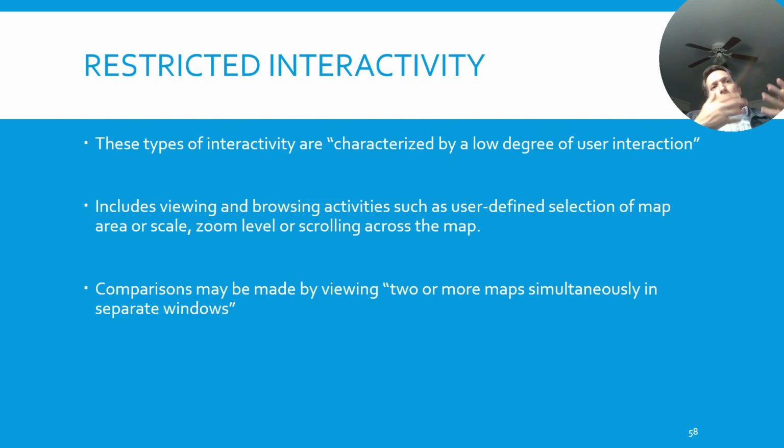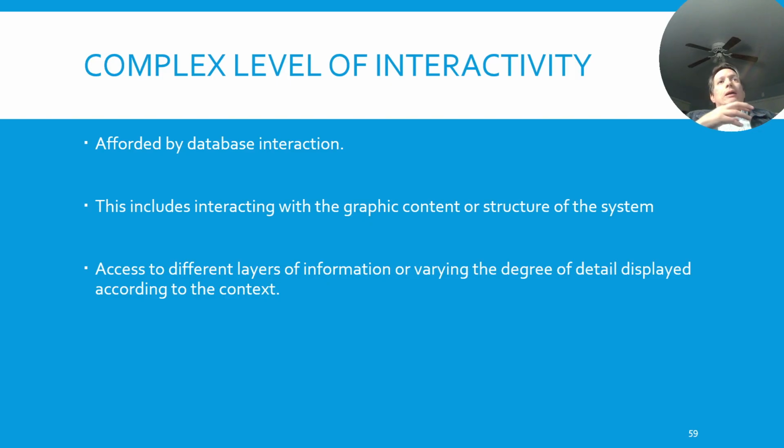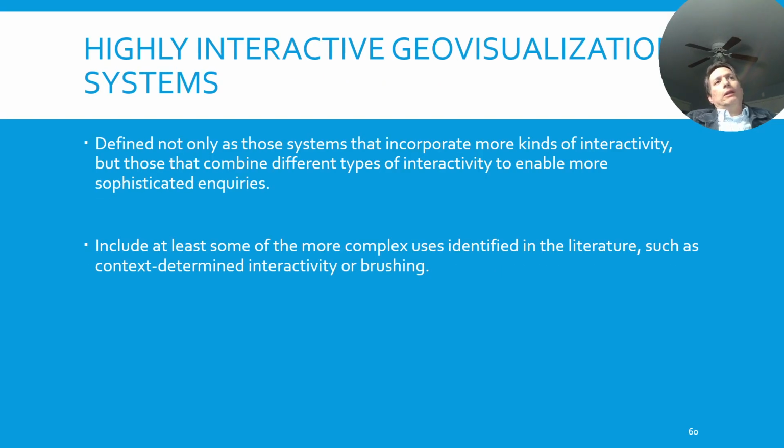And the comparisons are made by viewing two or more maps in separate windows. But when we have complex levels of interactivity, then we can have interactions directly with the database, and then we can filter things in different ways. And as I was showing you, we can go over time, over different variables, and things like that that are going to be changing dynamically.